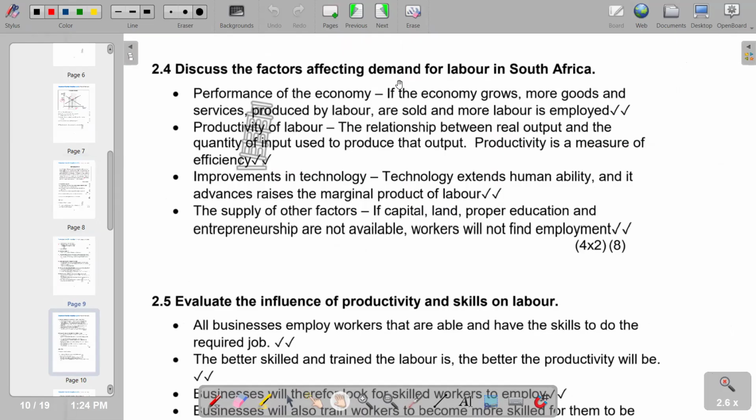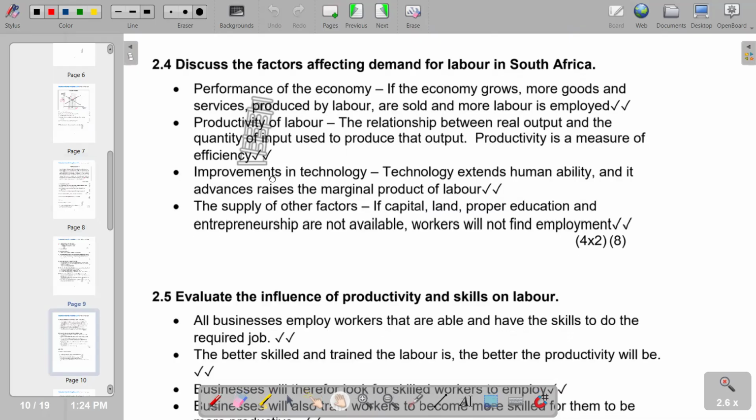So any factor that is going to increase or decrease demand for labor is what is being asked by the question. We can talk about the performance of the economy and productivity of labor. We are talking about the number of outputs being produced by each input that is being used. That is productivity of labor. Each input means each individual worker, and how many units are being produced represents productivity. Then we've got improvements in technology and the supply of other factors, which can also be included.